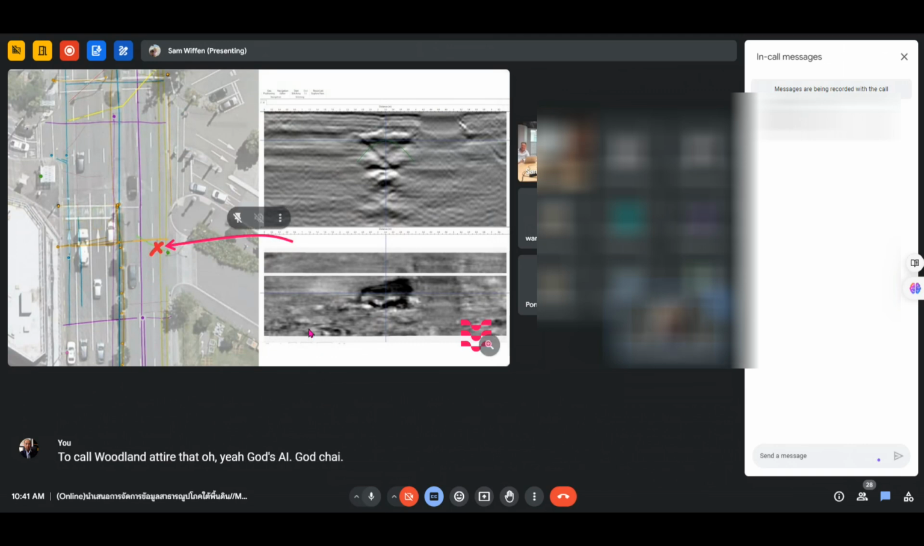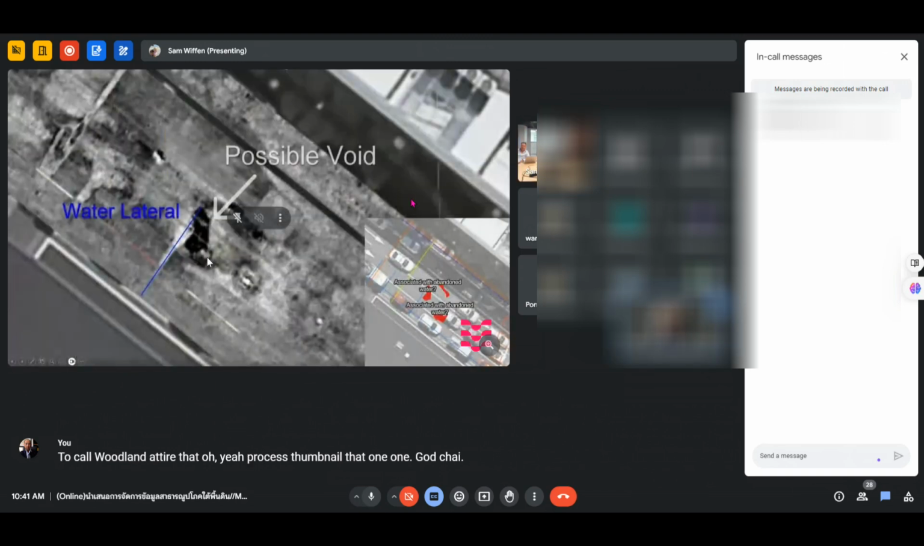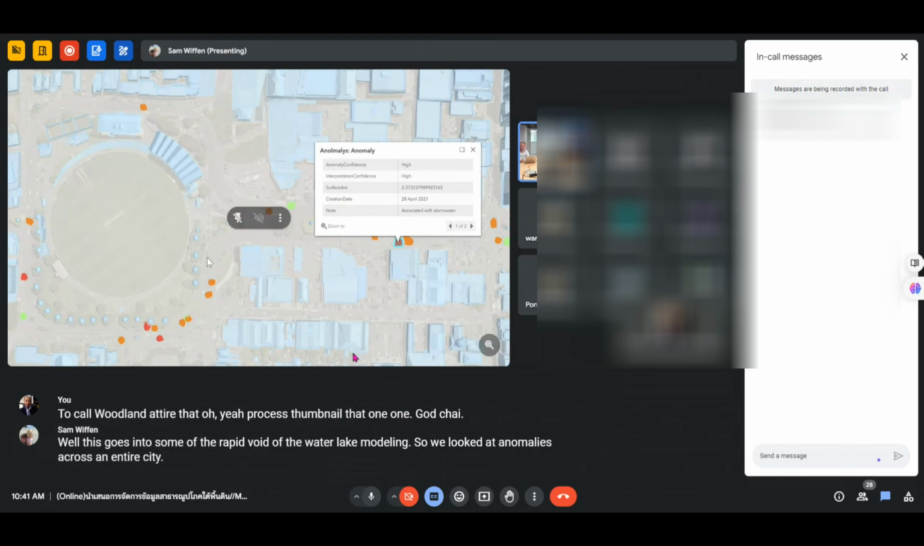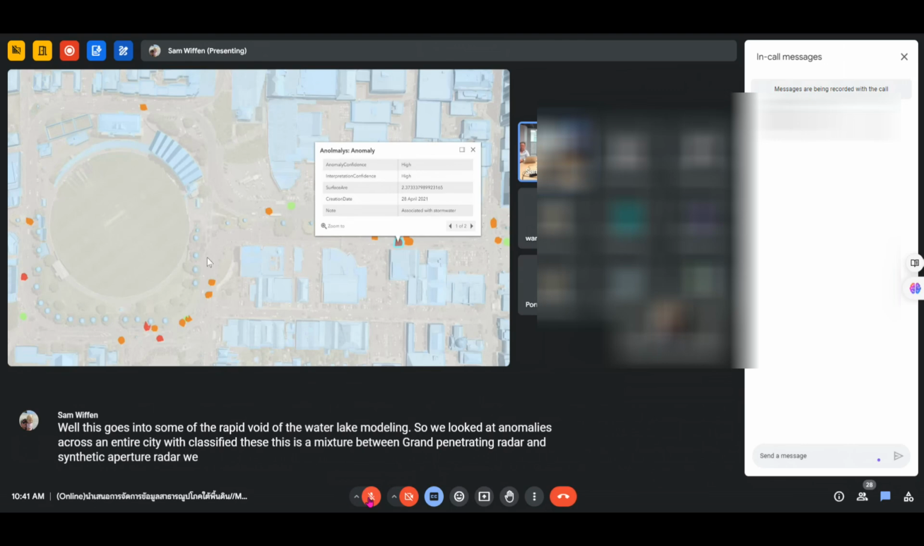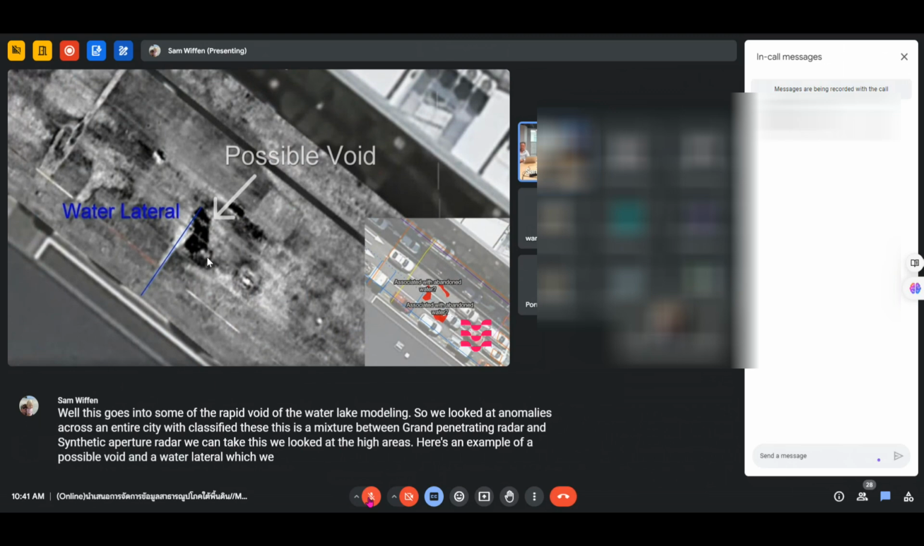Well, this goes into some of the rapid void, the water leak modelling. So we've looked at anomalies across an entire city. We've classified these. This is a mixture between ground penetrating radar and synthetic aperture radar. We can take this. We looked at the high areas. Here's an example of a possible void in the water lateral, which we thought was a leak.